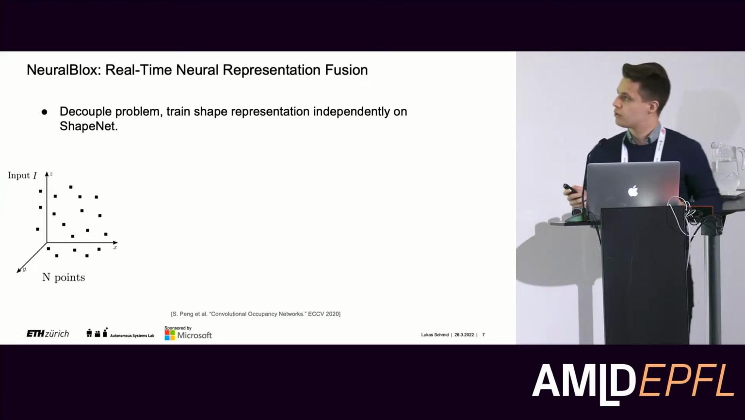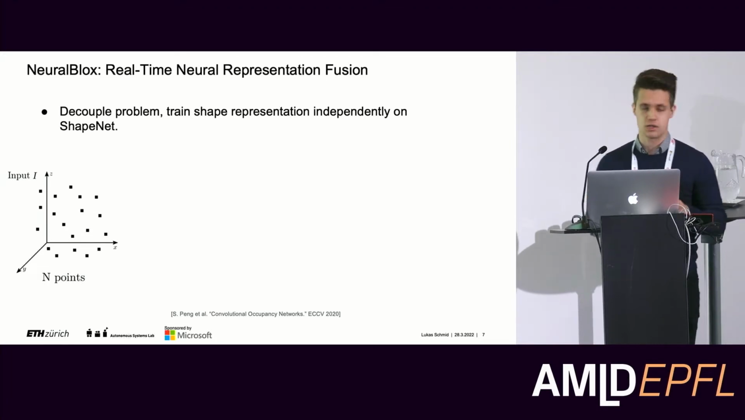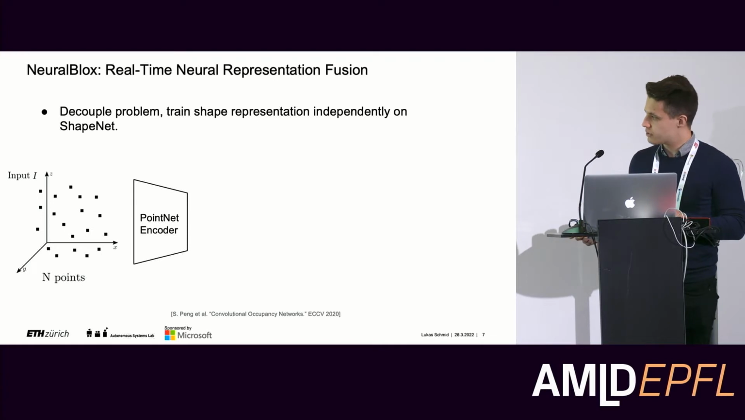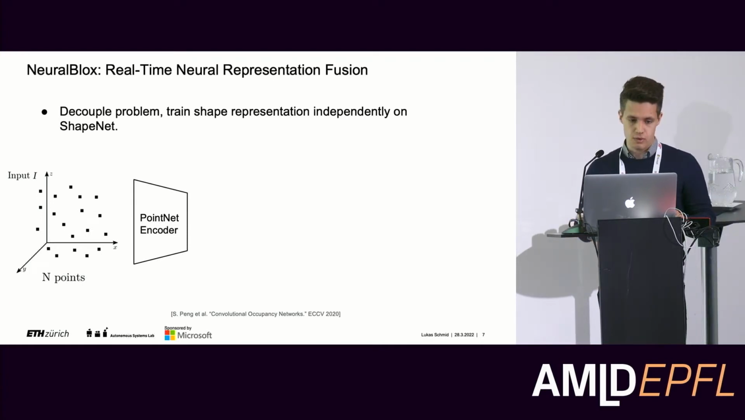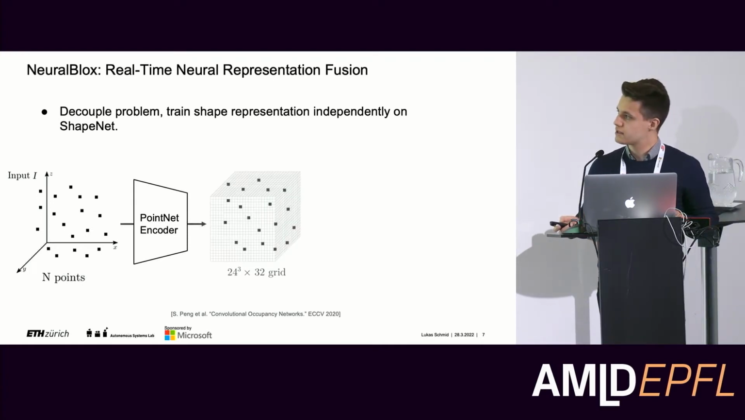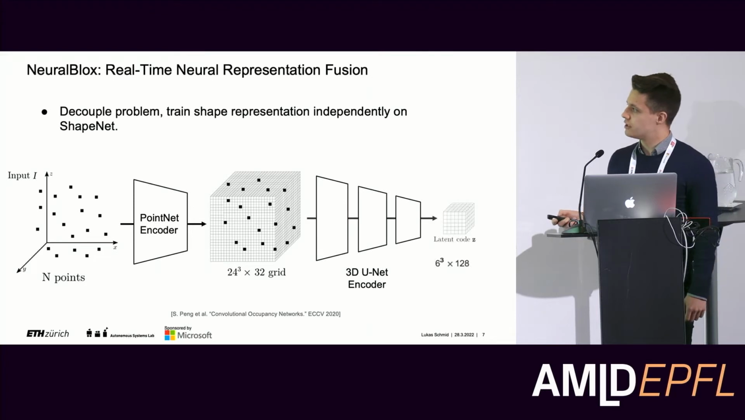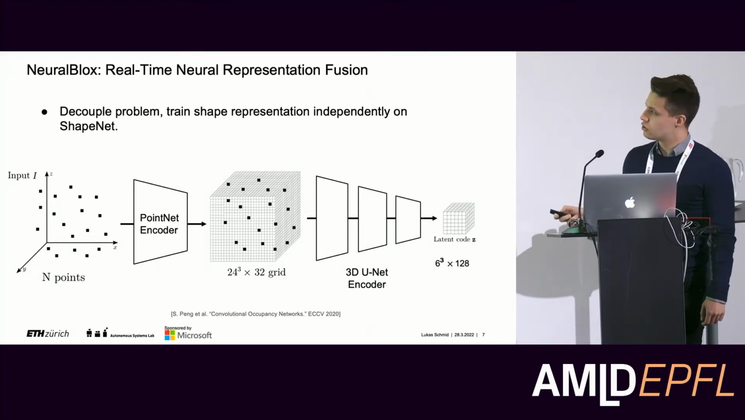For a short overview of the system, the idea is we decouple the spatial representation from the fusion task, so any spatial representation option works. Here we follow a state-of-the-art method, convolutional occupancy networks, where we take input point clouds, encode them through a PointNet encoder into a more grid-based representation, and do a classical encoder into a latent code.